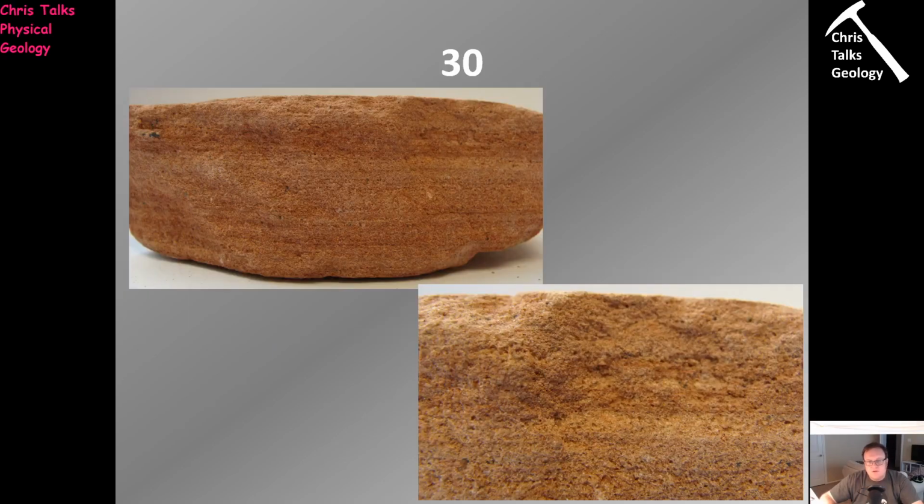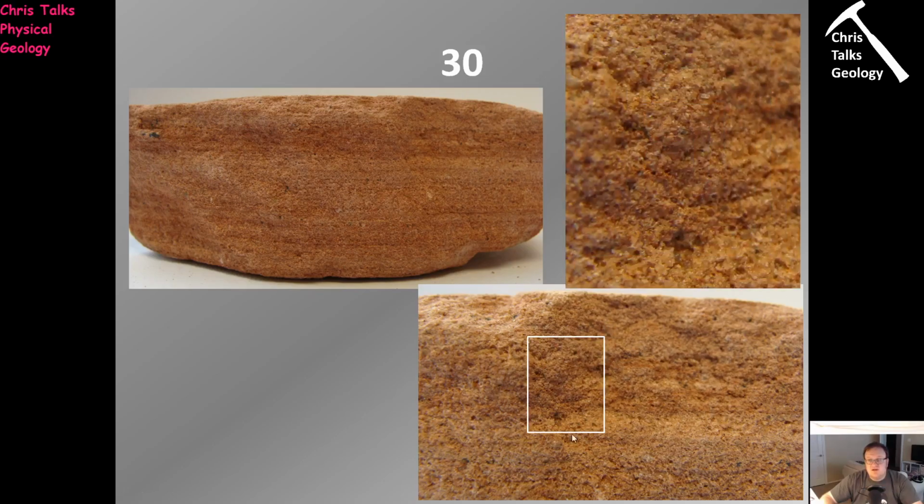Okay. On to sample 30. Alright, sample 30, as you can see, has this beautiful rusty colour to it, and we can see it has these nice layers in there, nice bit of layering. Now, when we zoom in, we can see that this sample clearly looks quite gritty. In fact, I'm going to blow up an image there. There you go. You can see the individual crystals there quite clearly.